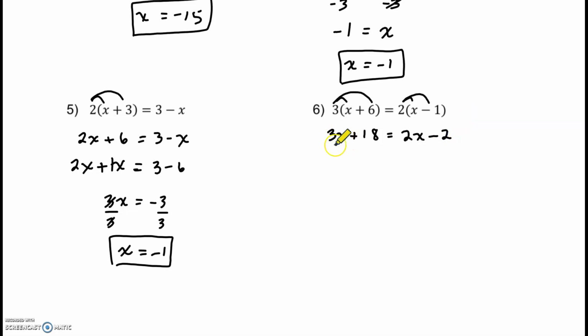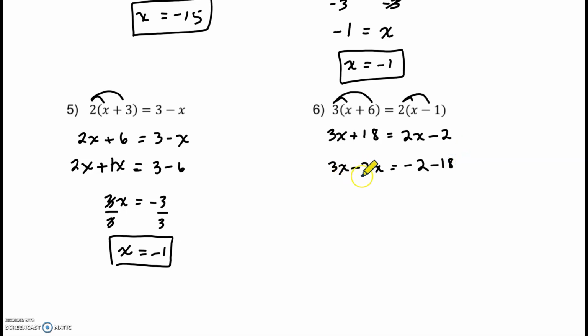So I want all my x's on the same side. I'm going to leave my 3x where it's at. My 2x comes over, cross the line, change the sign to a negative 2x. On my right side, I'm going to leave that negative 2. I have a positive 18. I'm going to cross the line, change the sign to a negative 18.